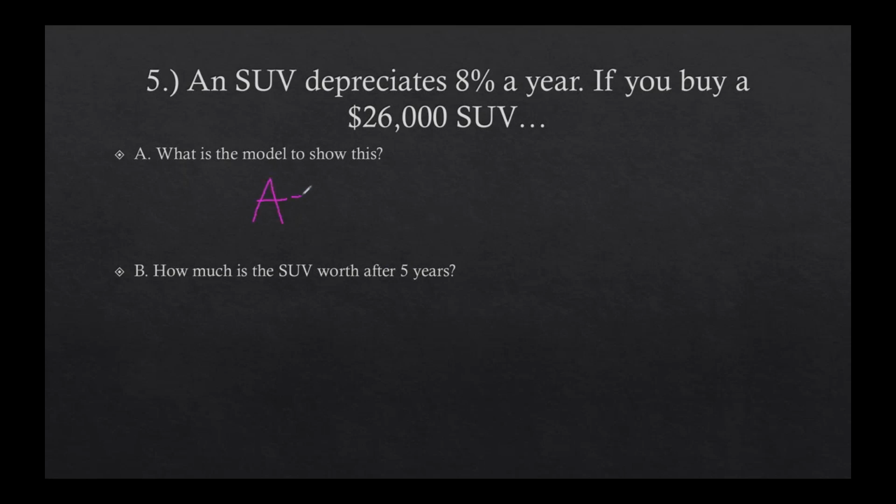A equals 26,000 times 0.92 raised to the t. Okay, so be careful. When it asks for a model, remember, a model implies two variables. We need an input and an output because this model is for every total possibility that we could have for any time period that we could have. So you've got to have the two separate variables there. Now the 5 comes into play in part 2.